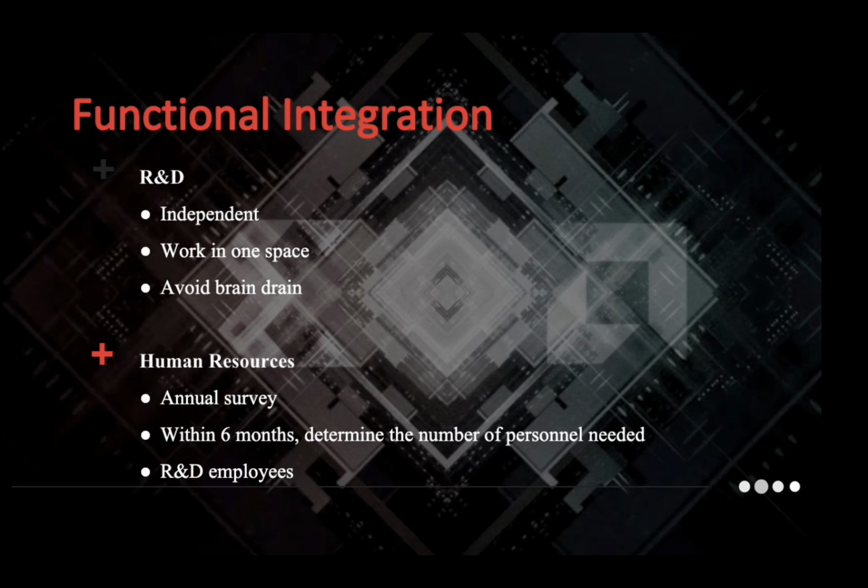R&D should also be independent. The integration can be achieved by having staff work in one space, and brain drain should be avoided in this department. As to human resources, AMD could keep the annual survey of its employees to assess their culture and quality. The integration is to be completed within 6 months. The number of personnel should be determined on a merit basis, and the integration of R&D employees accounts for a large proportion of human resources integration.